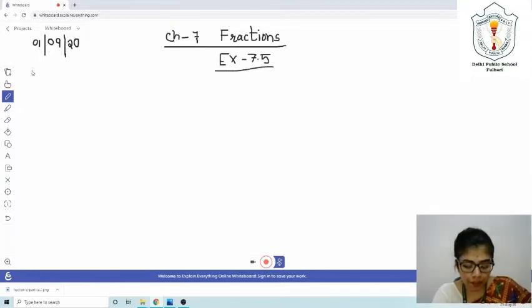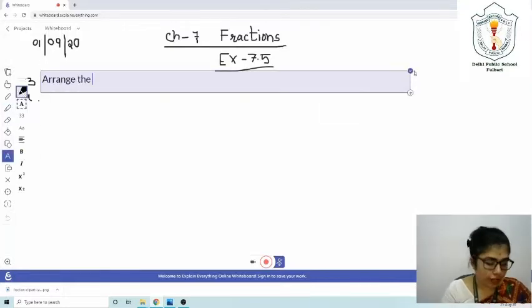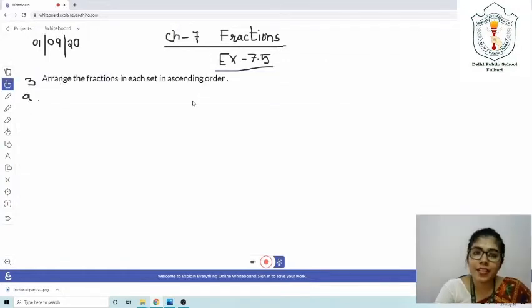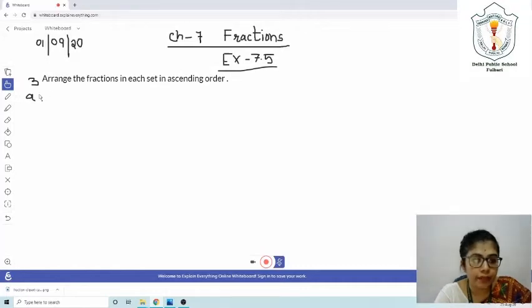and we will write the question, that is 3a. So we will write the question, arrange the fractions. So let me write the question for you. So children, this is the question, that is, arrange the fractions in each set in ascending order. So what we will do is, we will write the questions quickly.